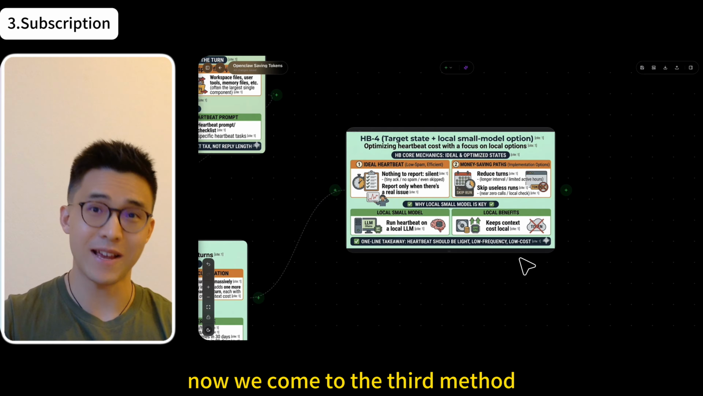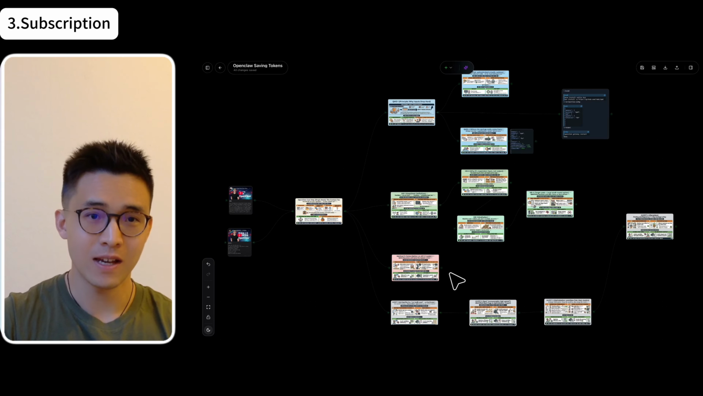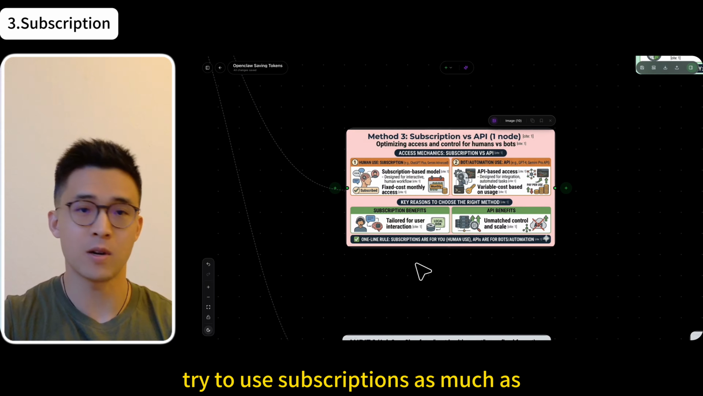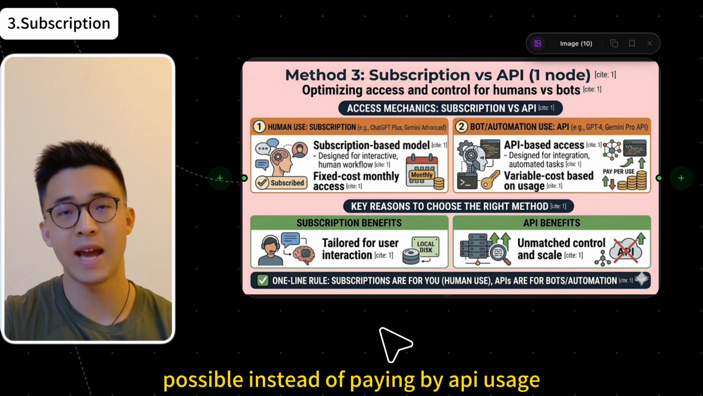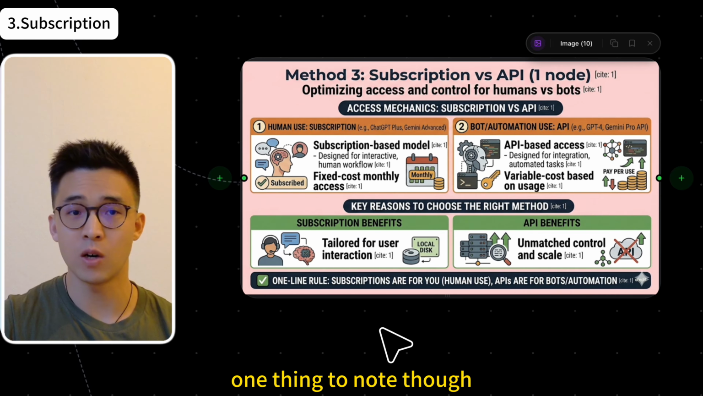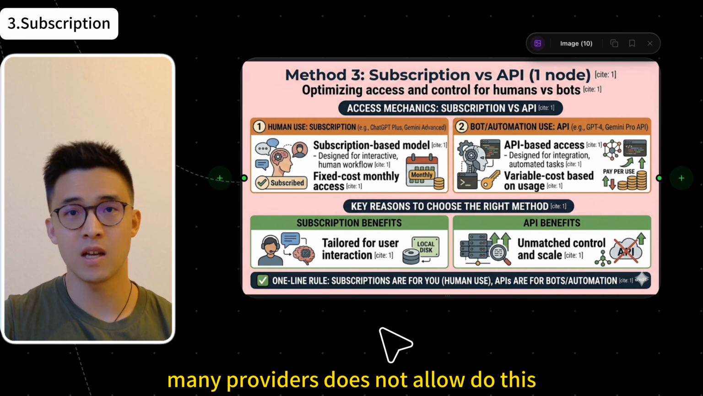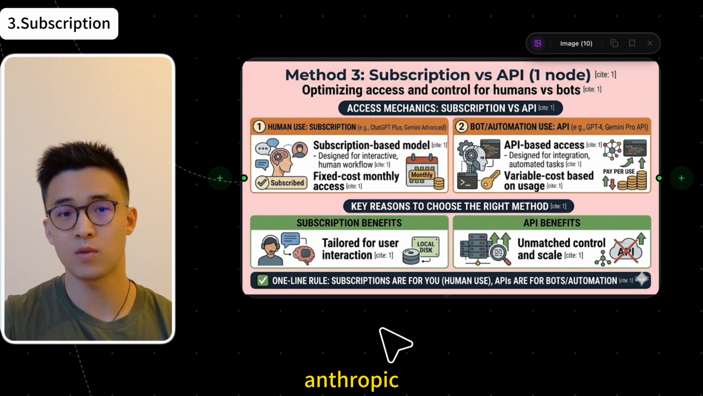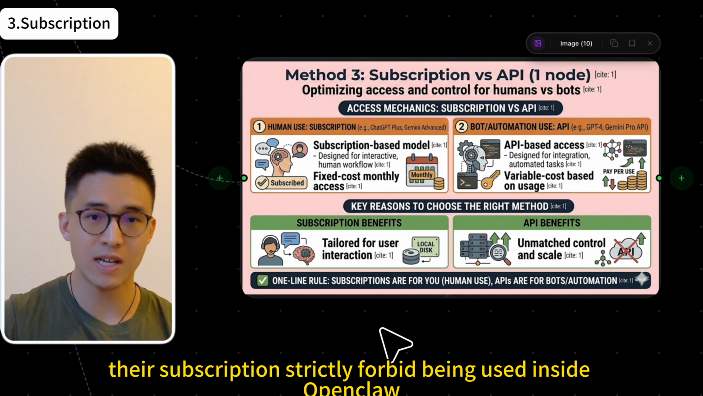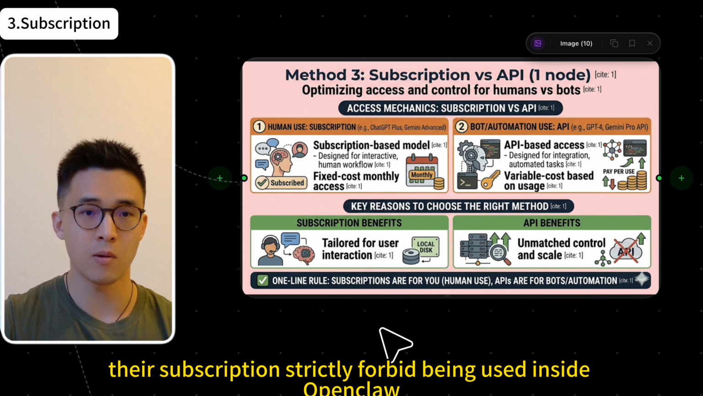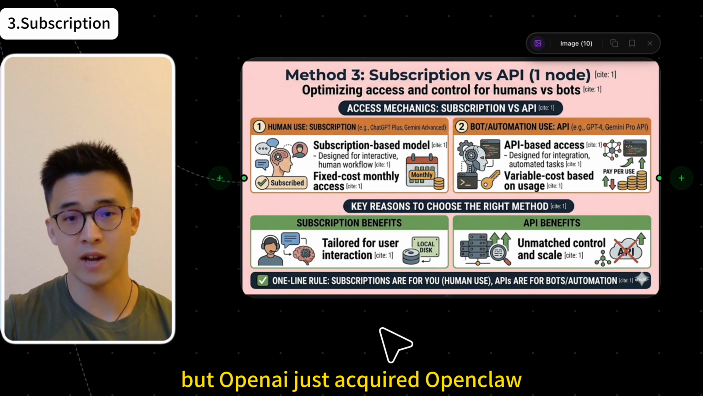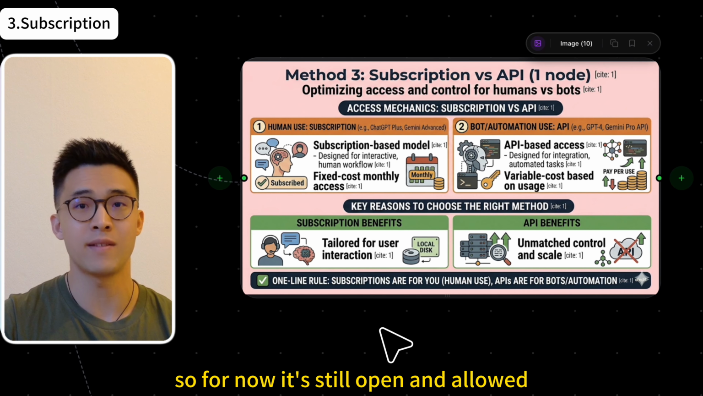Now we come to the third method, which is also the simplest. Try to use subscriptions as much as possible instead of paying by API usage. One thing to note though, many providers do not allow this. For example, Anthropic, their subscriptions strictly forbid being used inside Openclaw. But OpenAI just acquired Openclaw, so for now it's still open and allowed.